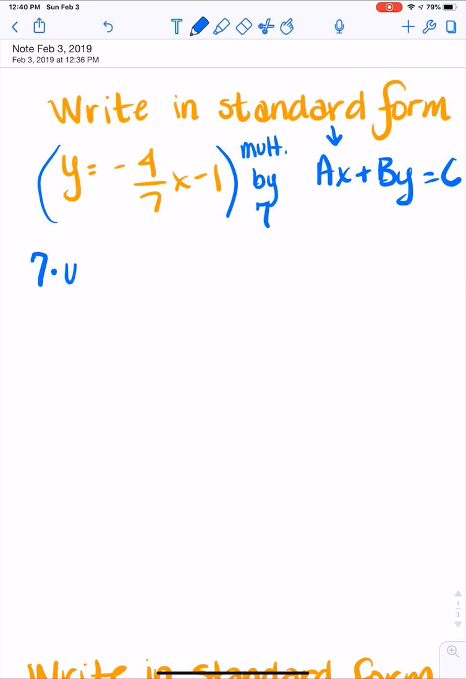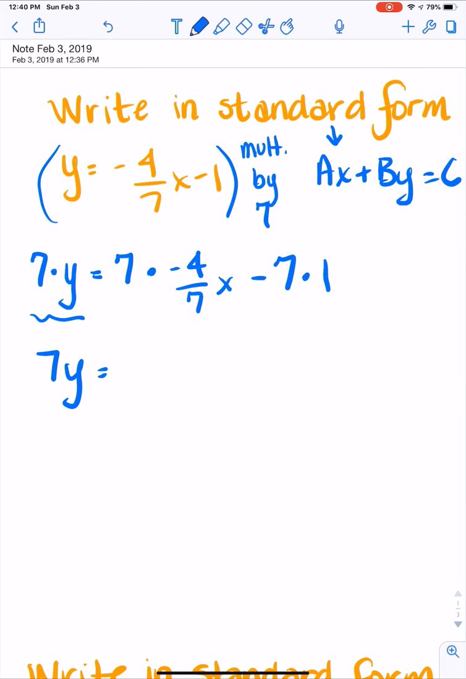So I'm going to go through and multiply every single one of these by 7. So in this part, 7 times y is just 7y. In the next part, these two 7s are multiplying by 7 and dividing by 7. So they're opposites. So those are going to cancel. I'll be left with negative 4x. And 7 times 1 is 7. So good as far as getting rid of the fraction.